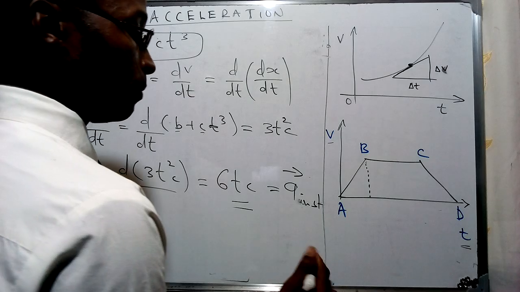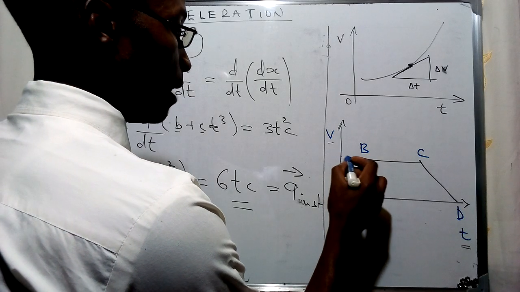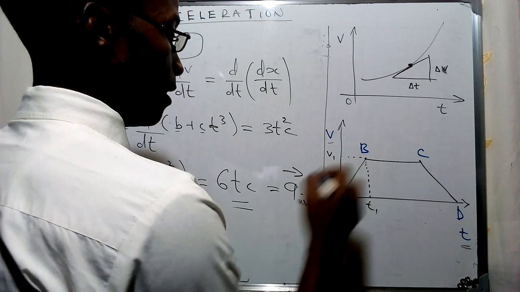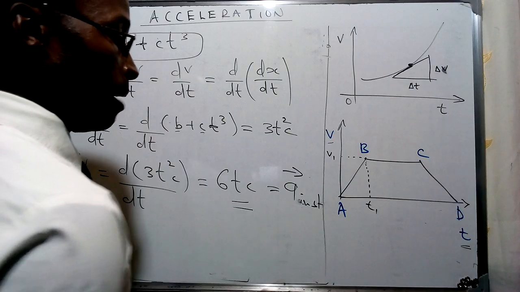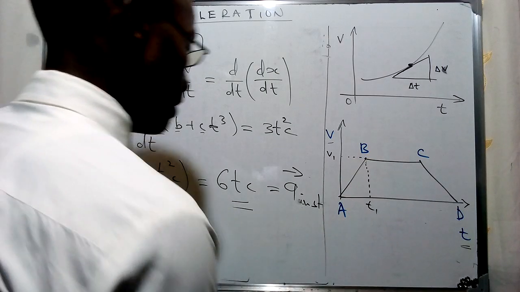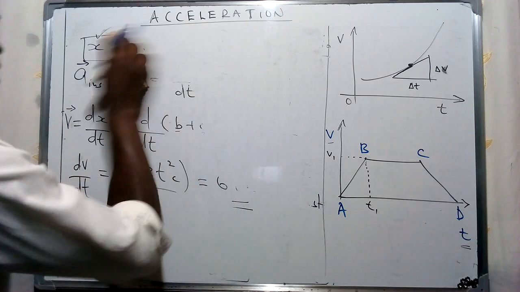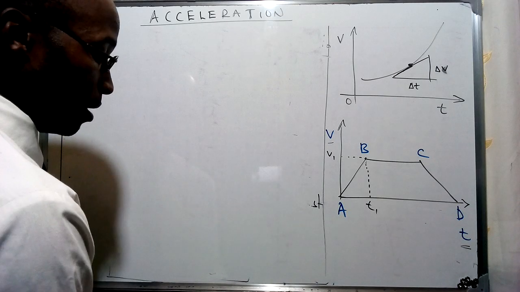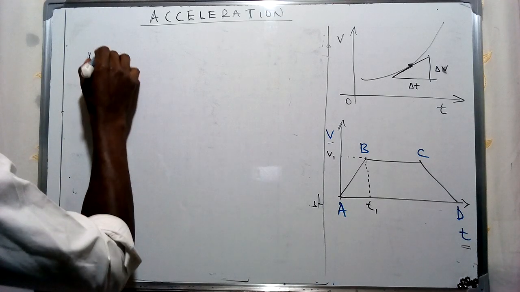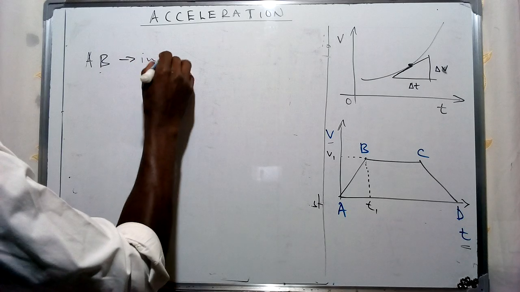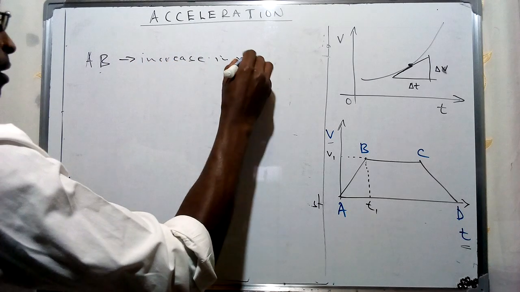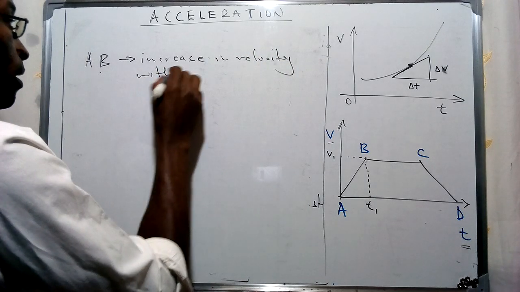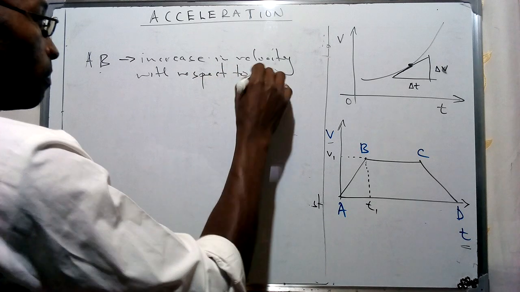But at this specific point in time, let's assume that this is T1. So at T1, we have this particular velocity of V1. Therefore we have an increase. So we can describe this graph with a short statement. Between A and B, we have an increase in velocity with respect to time.